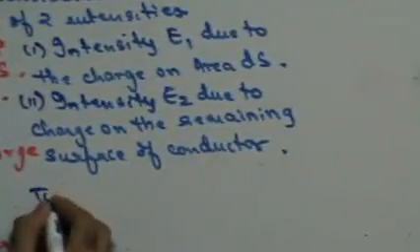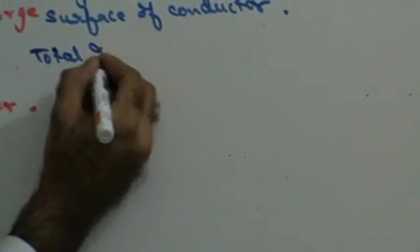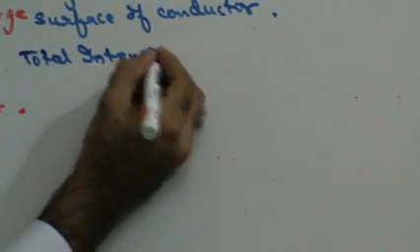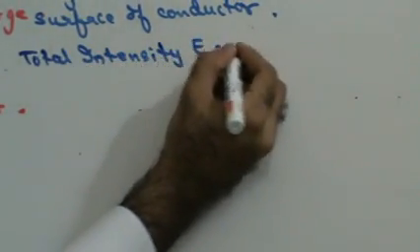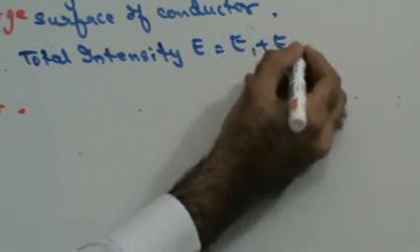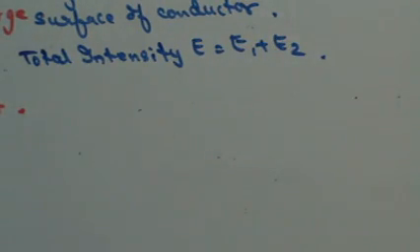Now, I can say that the total intensity E is a sum of E1 plus E2. The total intensity E is a sum of E1 and E2.